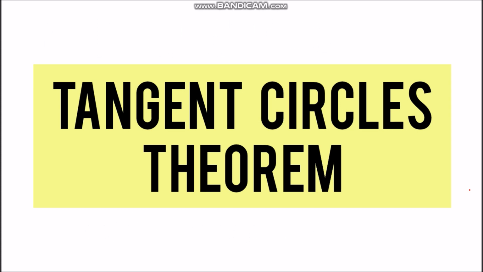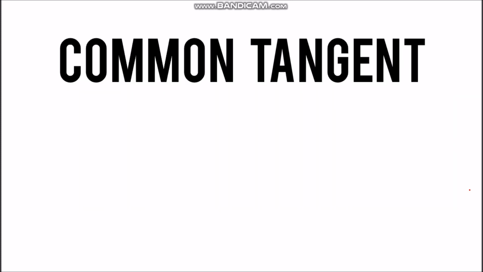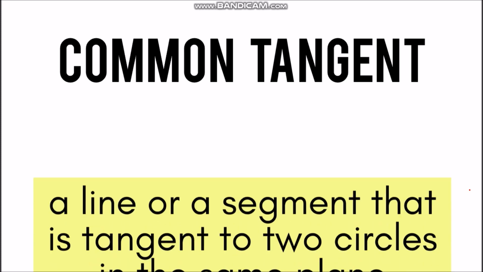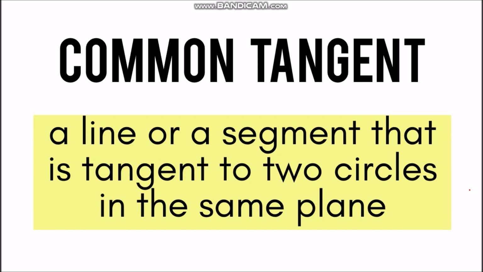For today's lesson, we will be discussing more concepts about tangents, including tangent circles. But first, let's discuss a common tangent. When we say common tangent, it is a line or a segment that is tangent to two circles in the same plane. Technically, when you say common tangent, that means two circles are sharing the same tangent, or they have the same tangent line or tangent segment.